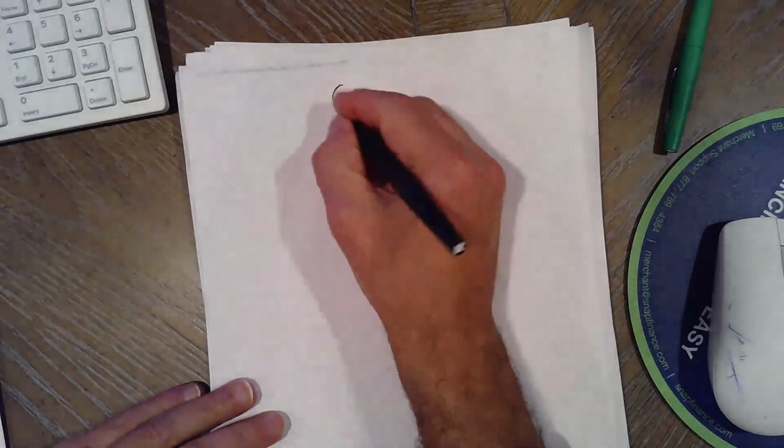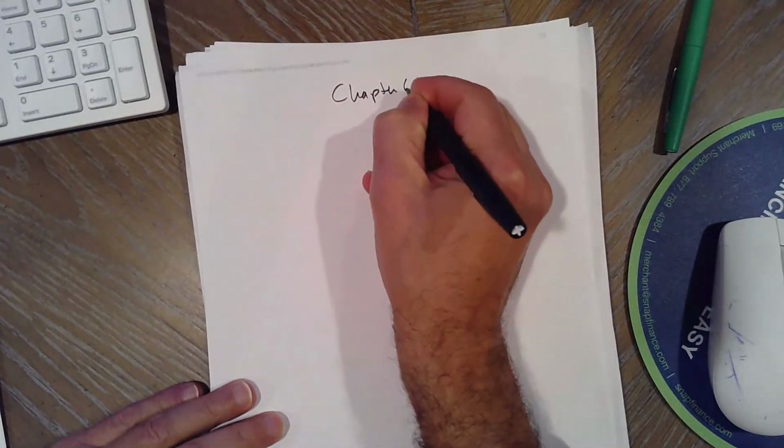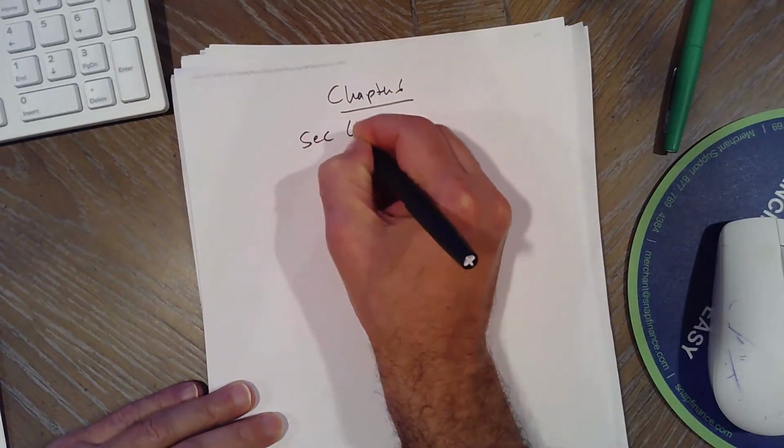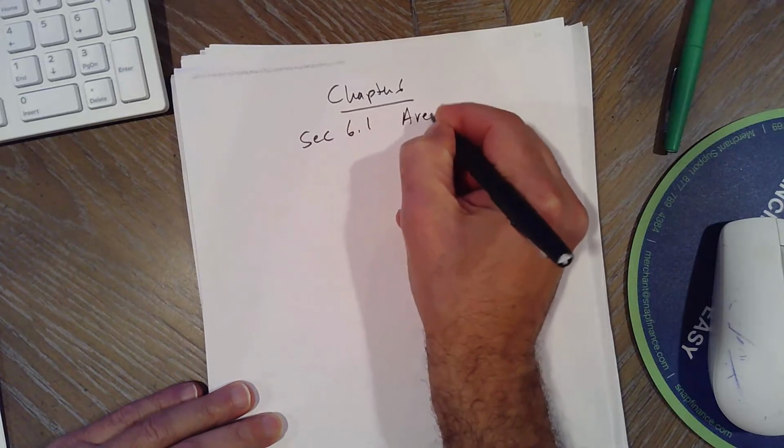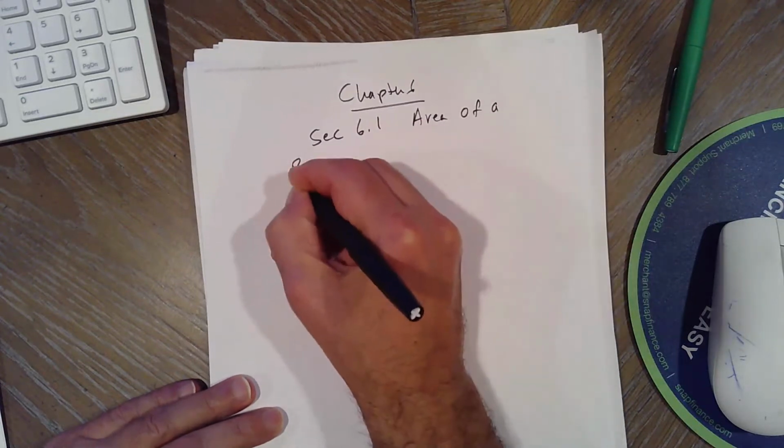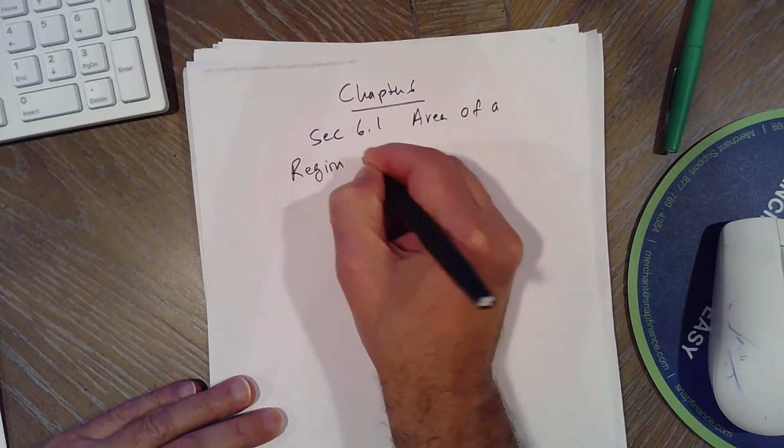Alright, so today I want to start chapter 6, section 6.1, area between two curves. Area of a region between two curves.